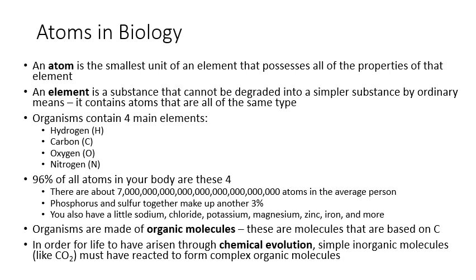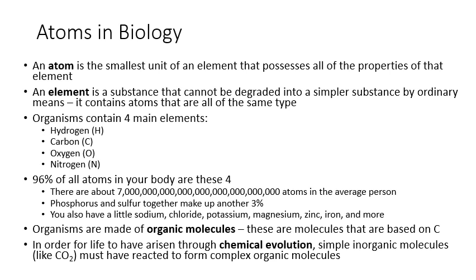Within organisms, you have four most common elements that you find. They are hydrogen, carbon, oxygen, and nitrogen. So out of all the many atoms in your body, most of them are hydrogen, carbon, oxygen, and nitrogen. Actually, 96% of them belong to one of those four elements. Out of those four, the most common one is hydrogen. Then you have carbon, and then oxygen, and then nitrogen. So those are listed in order from most common to least common.